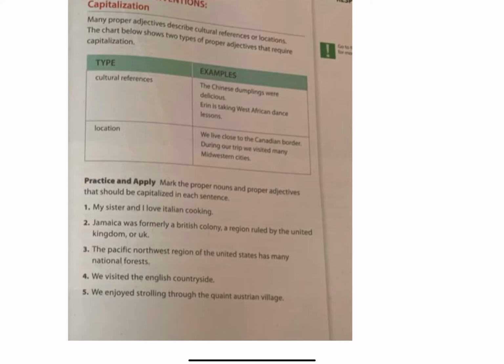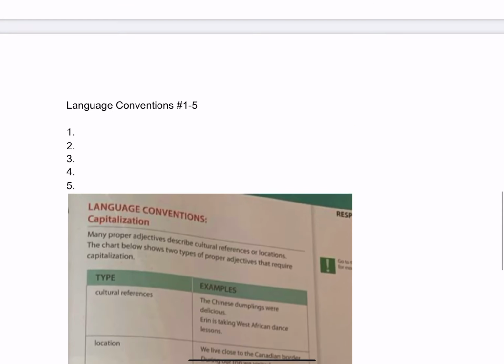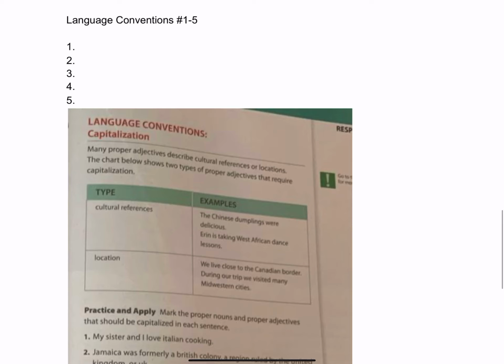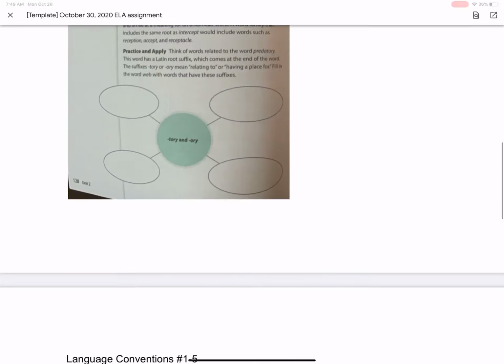Otherwise, you just read through the sentence and you just double click 1 through 5 and you tell me proper noun equals, tell me the noun, proper adjective equals, tell me the proper adjective. That's today's assignment.